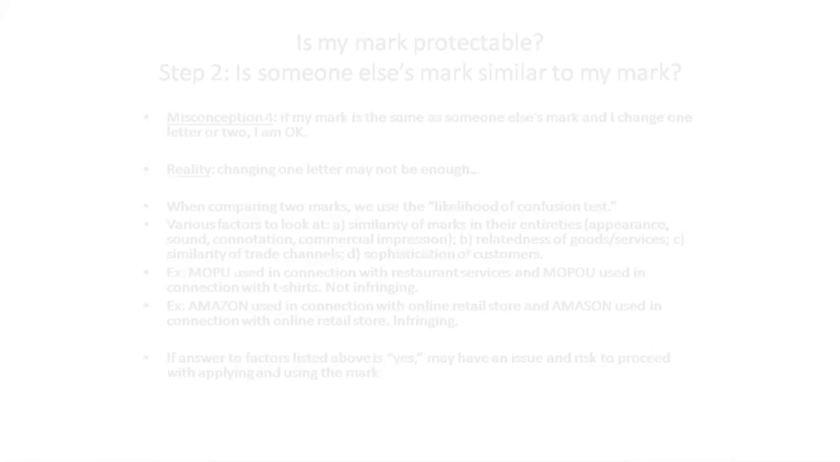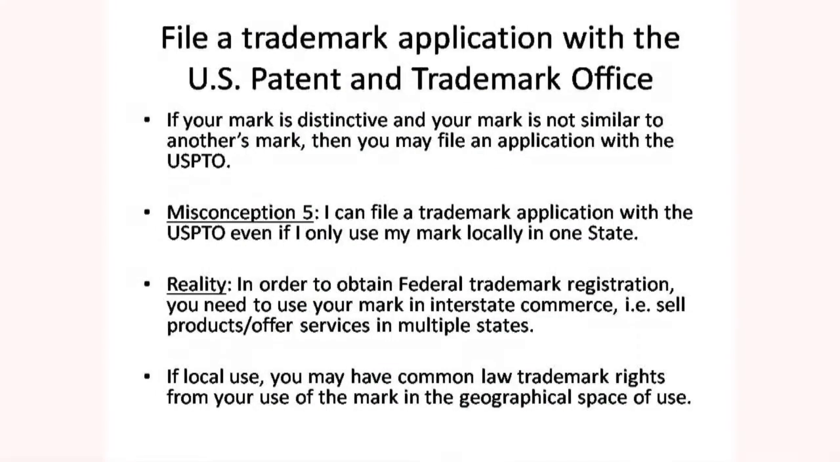So now that we looked at the two-step approach, we first determined that our mark is distinctive enough to get protection, and also there's no other marks out there that we found that are similar to our mark, then maybe we want to move forward and apply for a trademark with the Federal Trademark Office, that's also called the United States Patent and Trademark Office, USPTO.